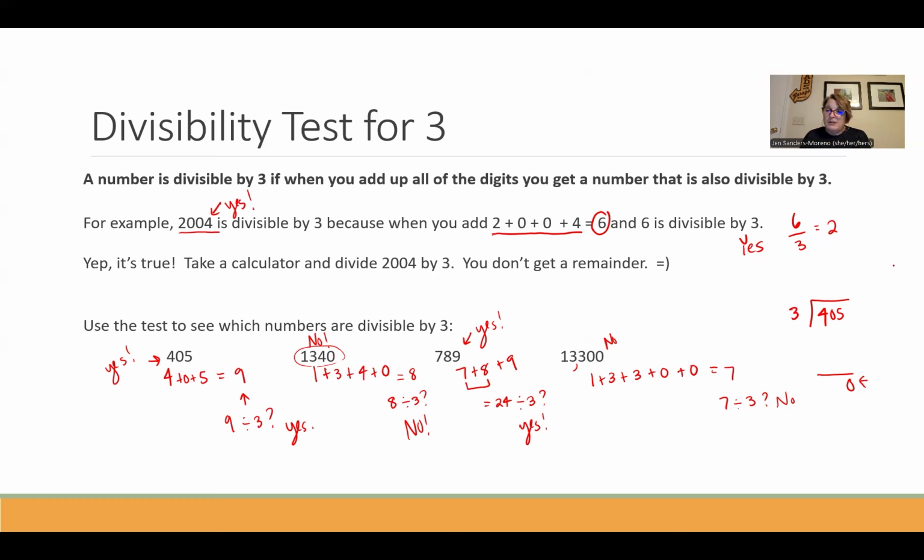Okay, so you want to do it? Shall we do it for this one and see? Let me see if I can squish it in. Okay, let's see. 3 goes into 4 once. Okay. 3 goes into 10 3 times.